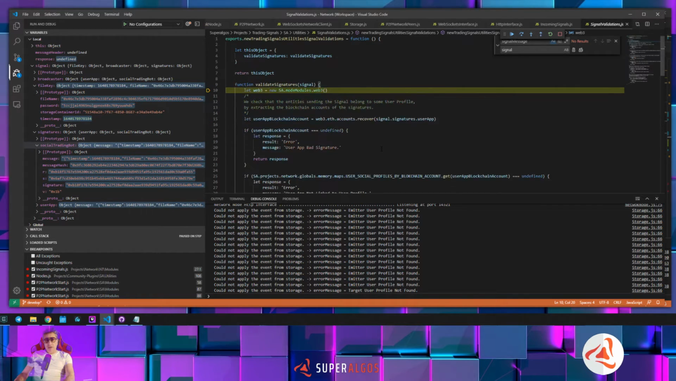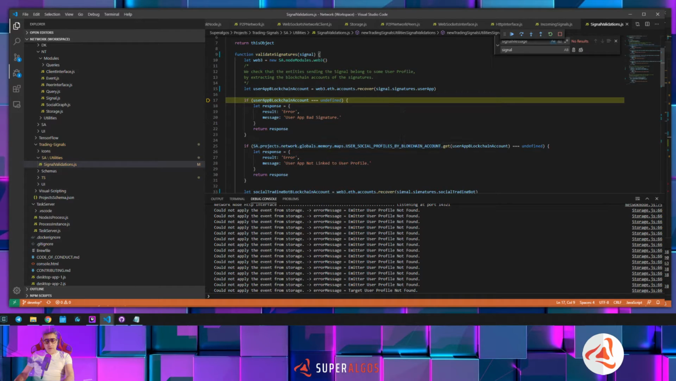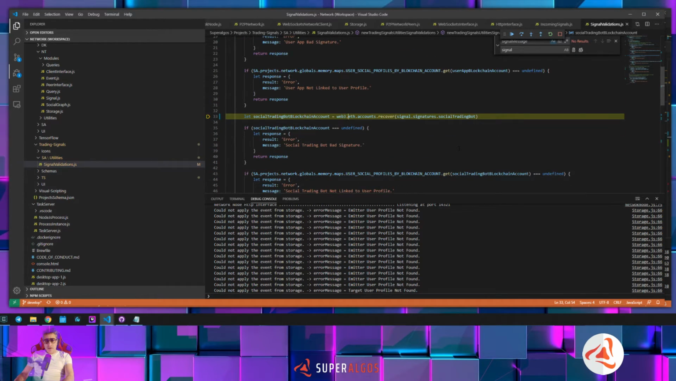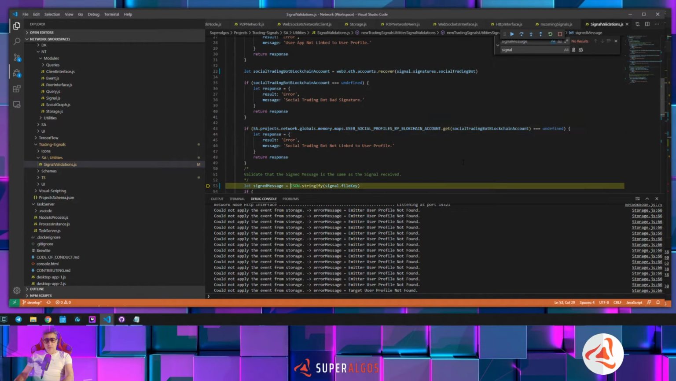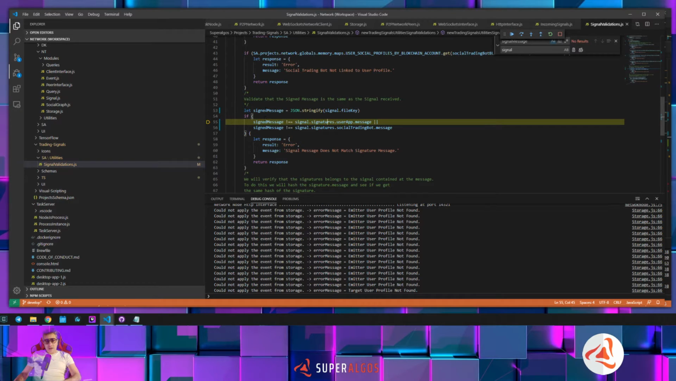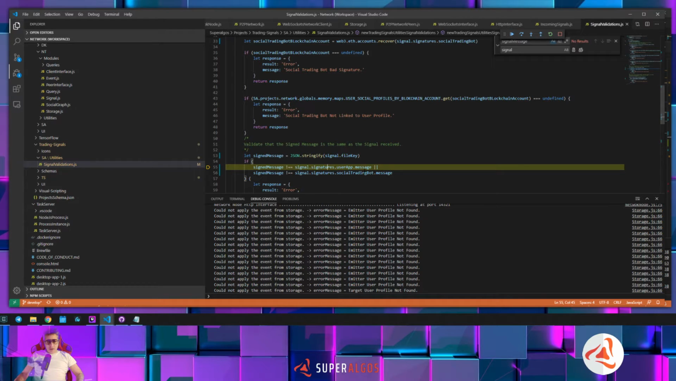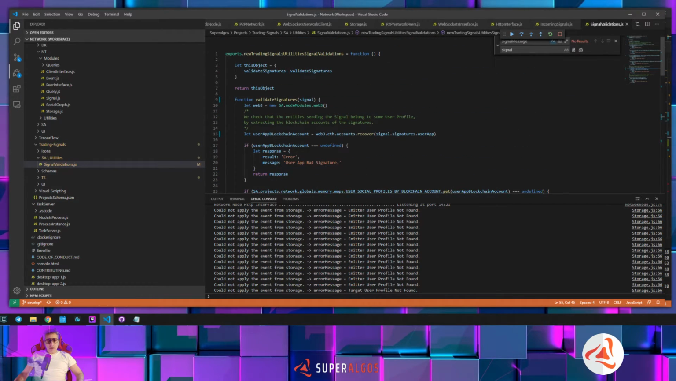Enter into this validation. This is good, this is good, this is good, and this is good. This is the one that is not good. Signal message is this. Why is signal file key nothing? Signal.